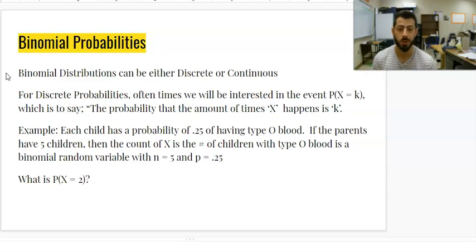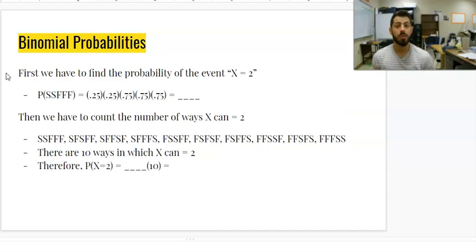So each individual child is binary: either they have type O or they don't have type O blood. Each child is independent from the previous one. We know how many children they have, 5 children, and the probability of success for each of these children is 0.25. So then we can ask the question, what is the probability that x equals 2? Which translates to, what is the probability that 2 of the kids have type O blood? So to figure this out, first we have to find the probability that x equals 2 in general. So the probability that we have 2 successes and 3 failures.